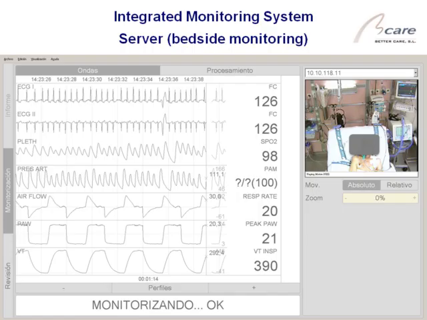This is how it looks: EKG, saturation, arterial pressure, flow, pressure, and volume, together with the patient. We have intelligent alarms working there for asynchrony, trapped gas, auto-trigger, double cycling, resistance, short cycling, and stress index. You will see some examples right now.